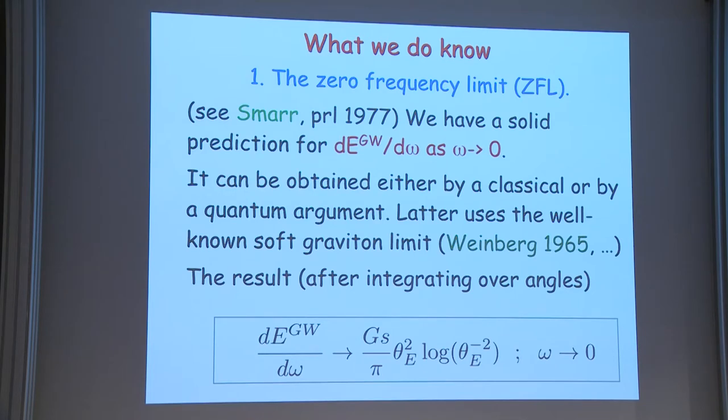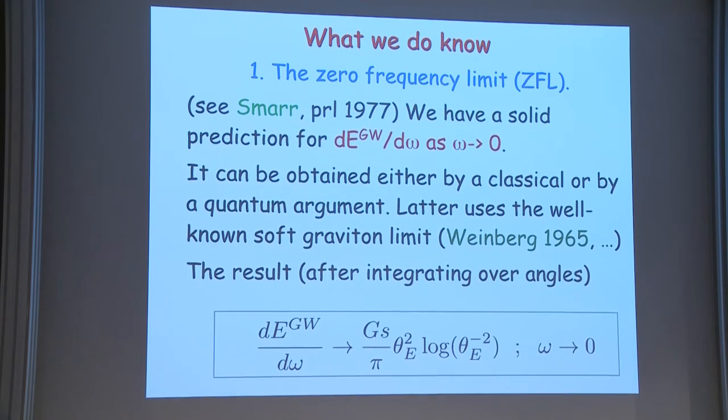Now, what do we actually know about gravitational wave emission in general? Well, there is a well-known zero-frequency limit. It goes back to the 70s, which gives us a solid prediction for dE/dω.